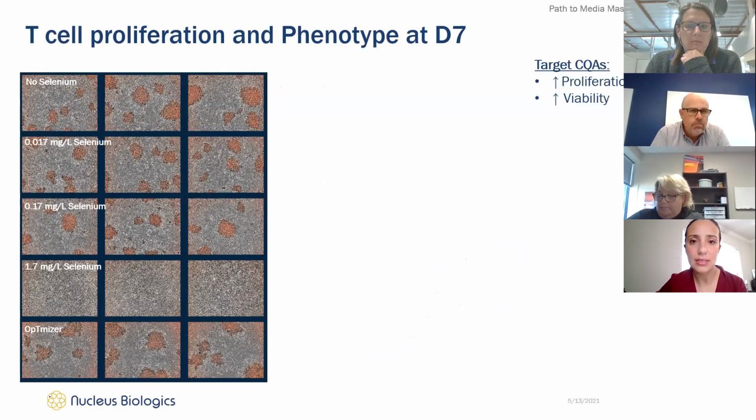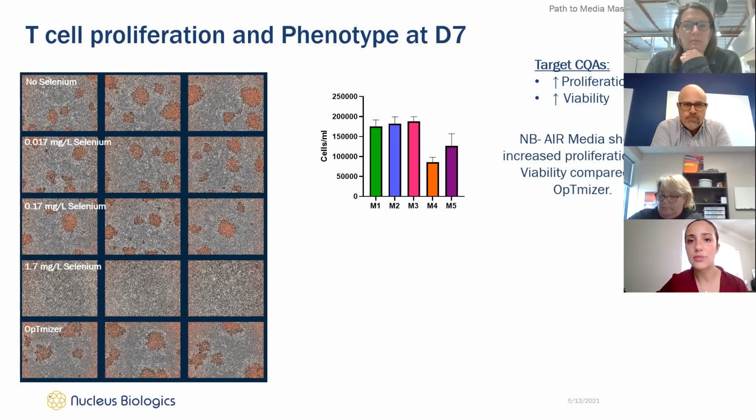If you can hit next, Rachel, please. As a reminder, my main CQAs are increased proliferation and increased viability, and also maintained cytotoxicity. When we run flow cytometry on this experiment, the data shows, as you can see here, the cell count, cells per milliliter.